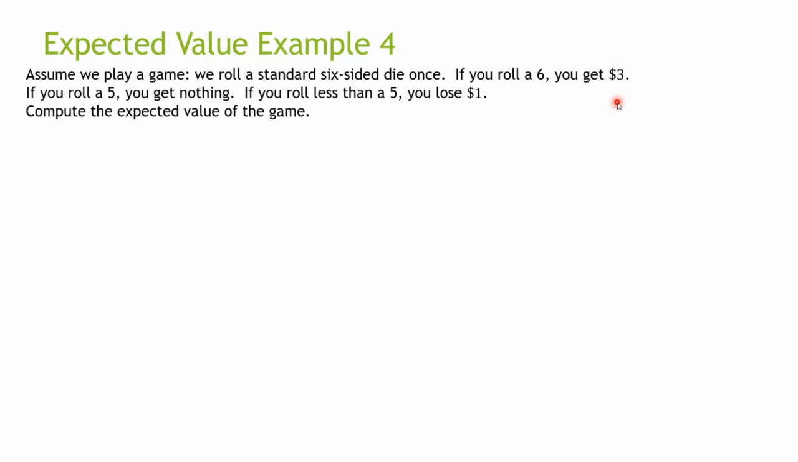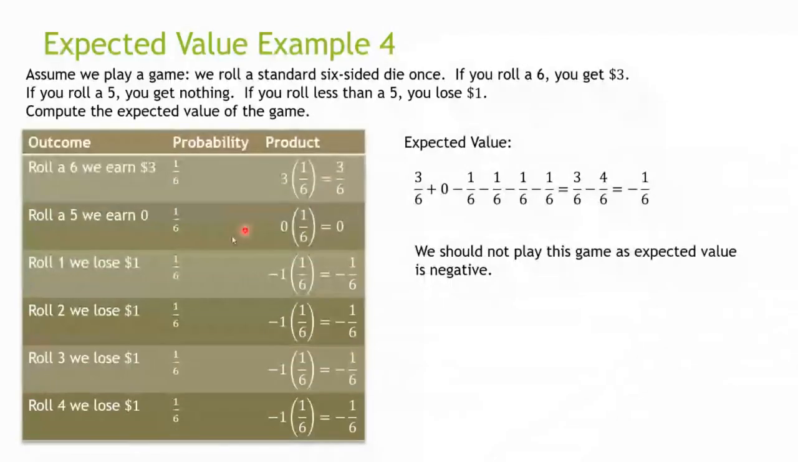Well, let's see. Notice the outcomes here, right? If we roll a 6, we get $3. So really earning $3, I guess, would be an outcome. How likely can this occur? Well, each number is equally likely, so that's probability 1 over 6. So the product here would be 3 times 1 over 6, which is 3 out of 6.